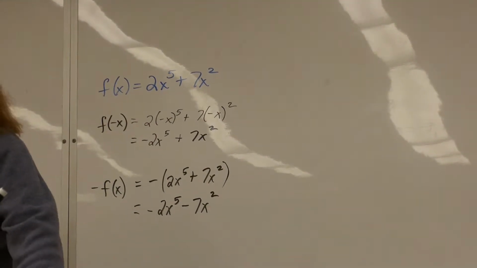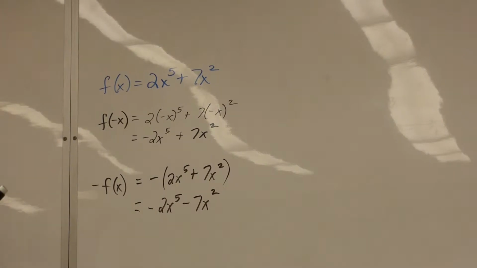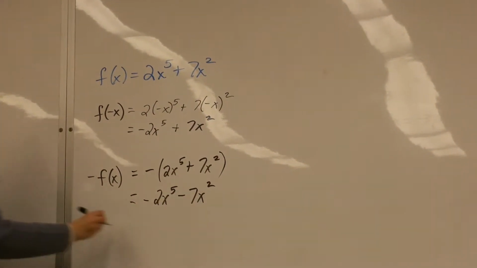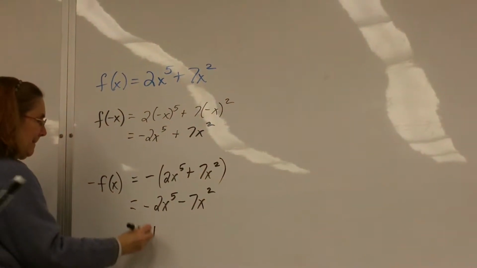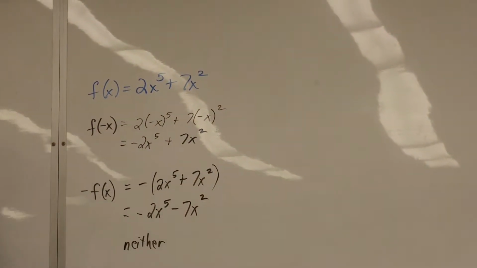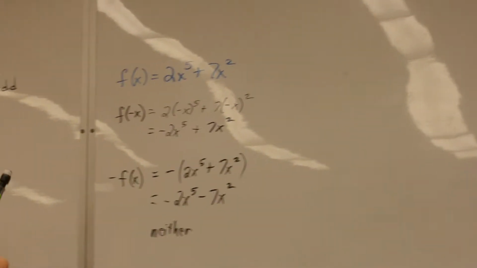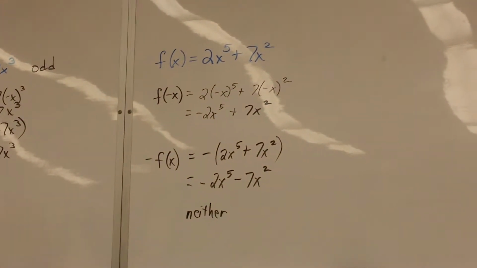We have 3 function statements on the board. Are any 2 of them exactly the same? No? This function is neither. It is not even, it is not odd. So it does not have either one of those kinds of statements.